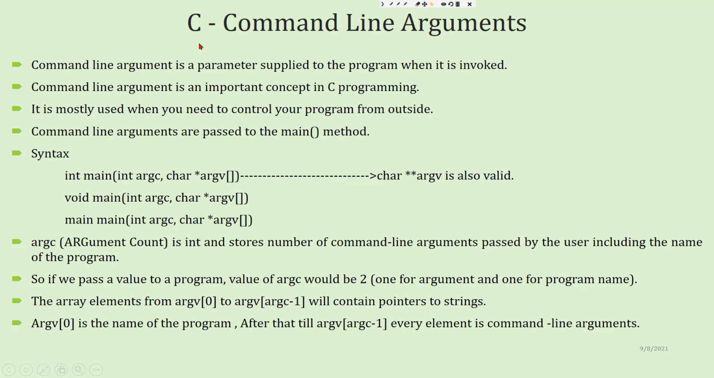Command line arguments. A command line argument is a parameter supplied to the program when it is invoked. It is an important concept in C programming. It is mostly used when you need to control your program from outside. Command line arguments are passed to the main method.